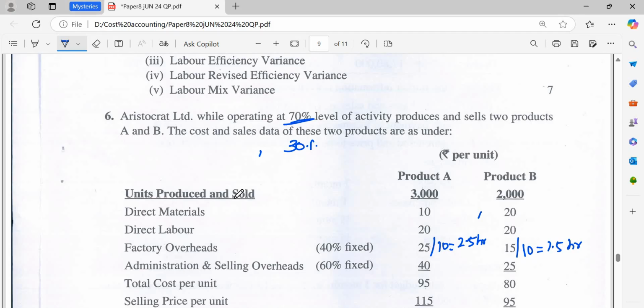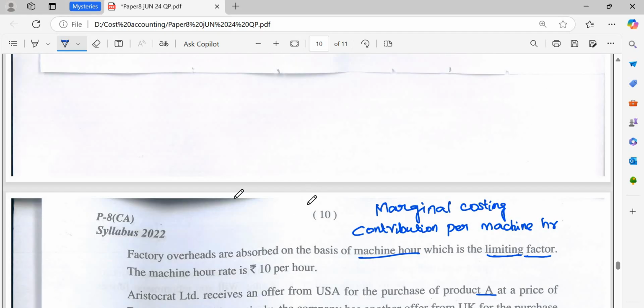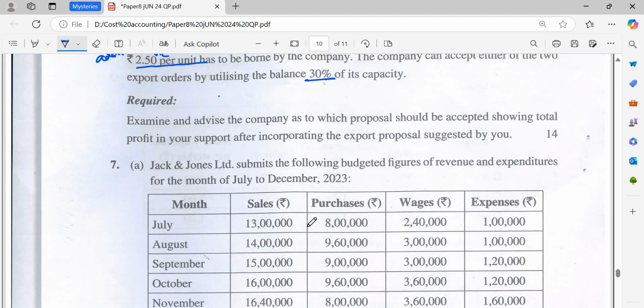So here we are done with what? Which proposal should be accepted? For that we already answered. So remember to write the comments. They are asking you to advise, not a simple calculation. So we need to advise the company that we have to choose 3000 units of product B and all. Fine.